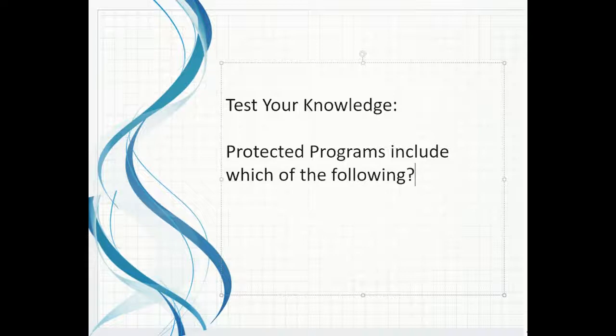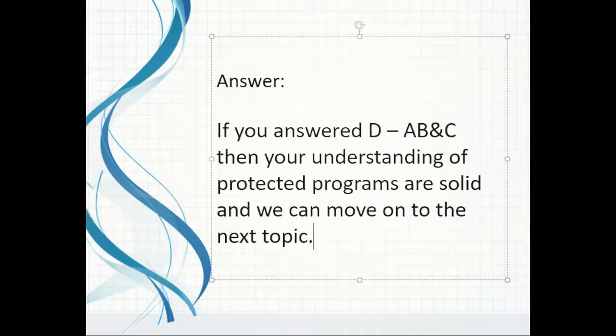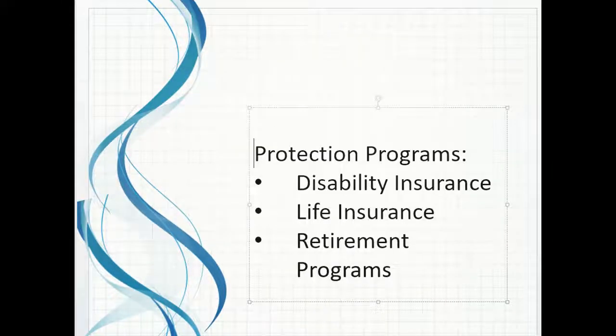Now let's recap before moving on. Answer this question. Protected programs include A, disability insurance, B, life insurance, C, retirement programs, or D, A, B, and C. If you answer D, A, B, and C, then your understanding of protected programs is solid, and we can move on to the next topic.